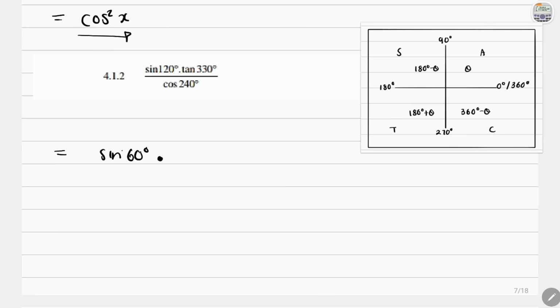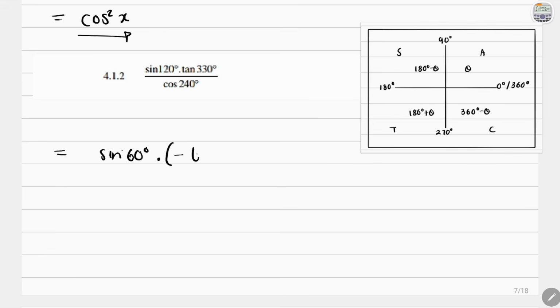Multiply by, and then we have tan 330 degrees, which is an angle that is greater than 270 but less than 360. So we'll use that reduction. So this is tan 360 degrees minus what gives you 330, and that is minus 30 degrees. So that is just going to be, you can see that this reduction is in cos's quadrant, so it's going to end up just being negative tan 30 degrees. So this is minus tan 30 degrees.